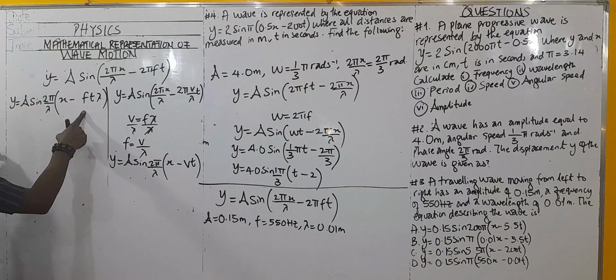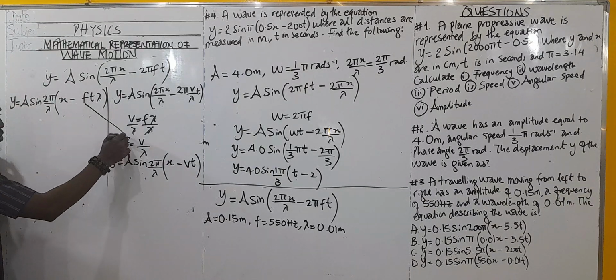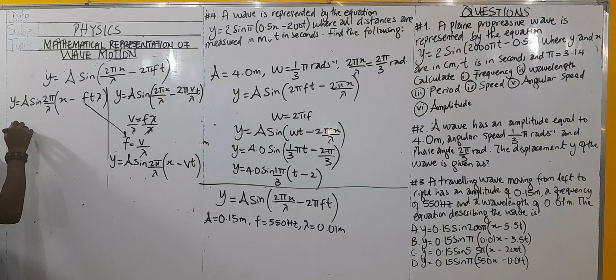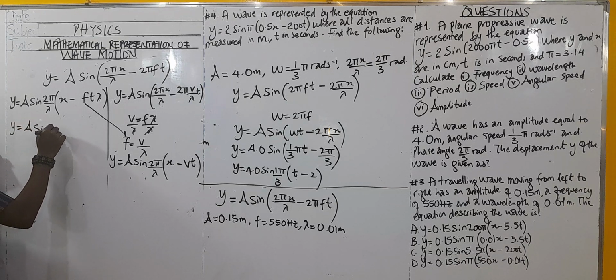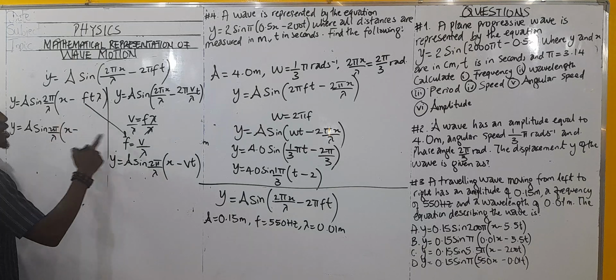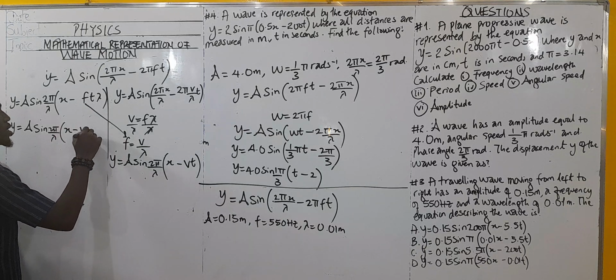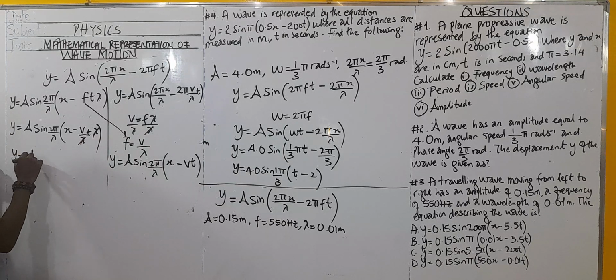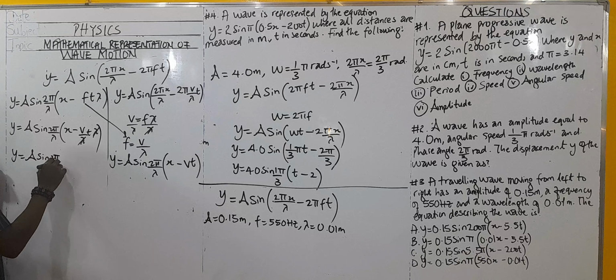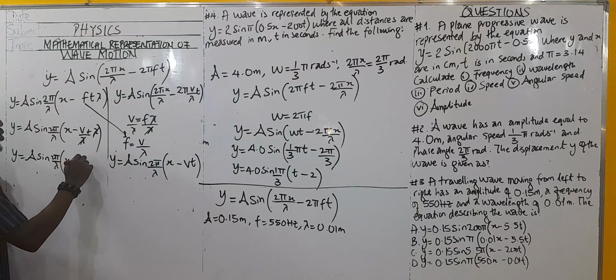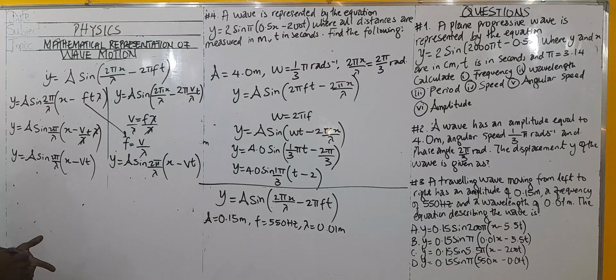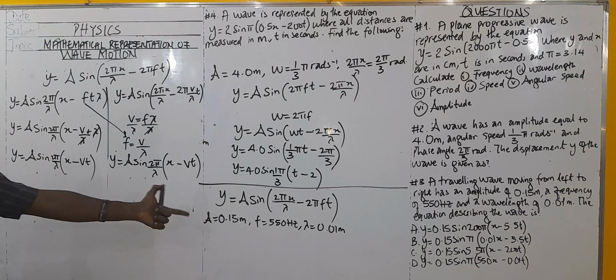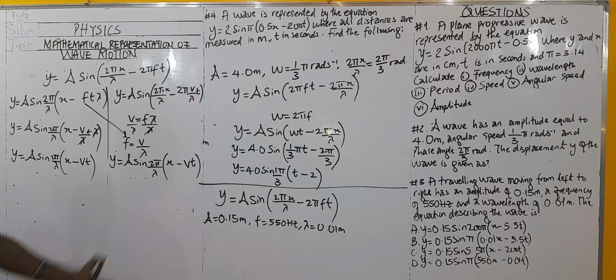Now back to this. You know that f is this, right? So it is now y equals A sine 2 pi over lambda x minus, f has become v over lambda, lambda cancels lambda. So we have y equals A sine 2 pi over lambda x minus vt. I don't know which one you prefer, but anyone you prefer will give us the same answer.